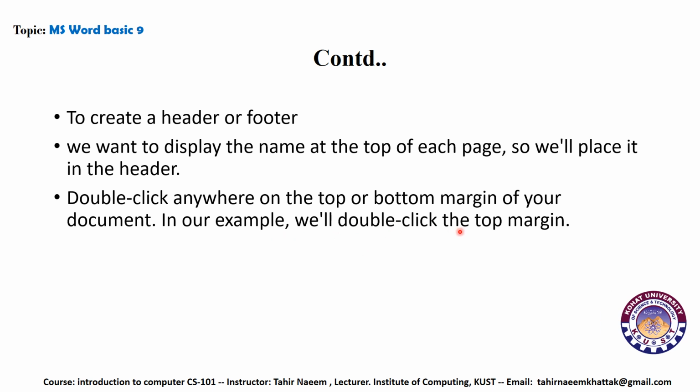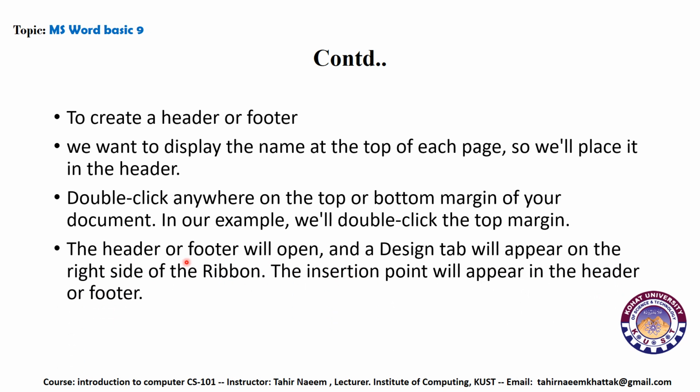So basically here we are considering a scenario where we double click on the page. Here we double click, so a box will open up. The header or footer will open and the Design tab will appear on the right side of the ribbon. So basically if we double click on it, the header or footer will open up, and along with that a Design tab, a contextual tab, will open, as we have discussed in the previous lectures. The insertion point will appear in the header or footer.